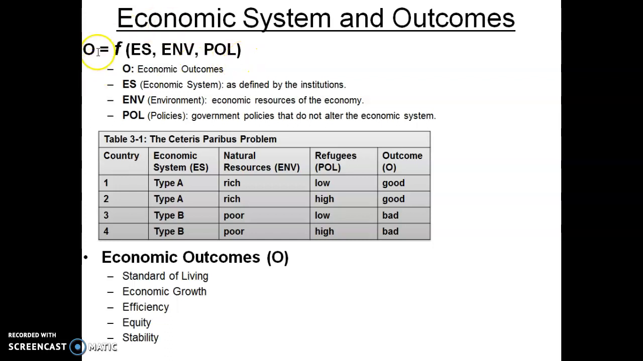So we could think of economic outcomes as a function of the system, as defined by its institutions, as a function of the environment, which is the economic resources of the economy, and as a function of its policies, which is government policies that don't alter the whole economic system.